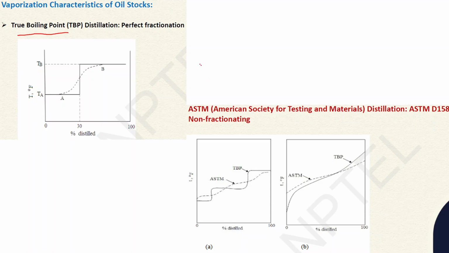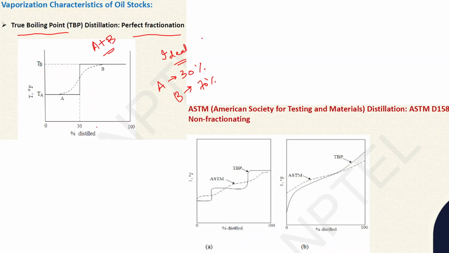So what happens in this? It is a perfect fractionation method. It is basically an ideal method, you can say. Here complete separation of the different cuts of a crude oil happens. But obviously, ideal condition is never possible. So what happens in this true boiling point is, suppose a crude oil consists of two components A and B, and suppose A is present 30% and B is present 70% in a crude oil.